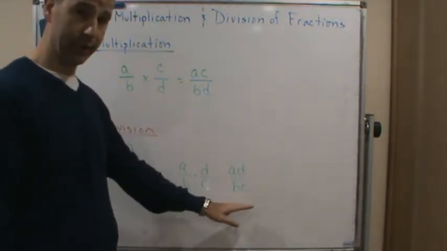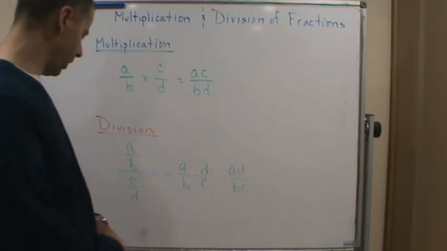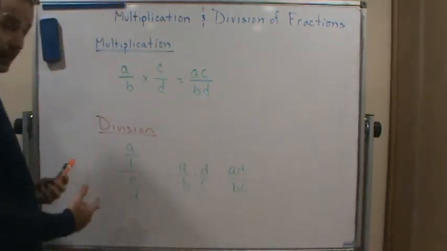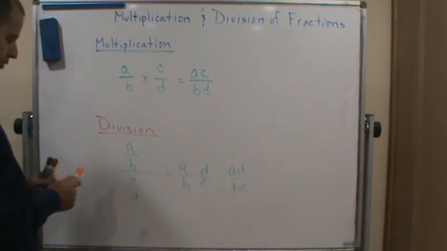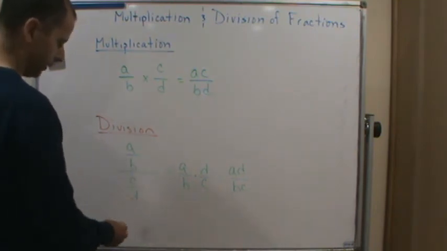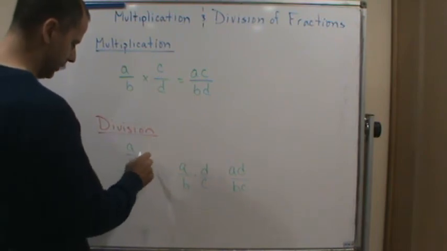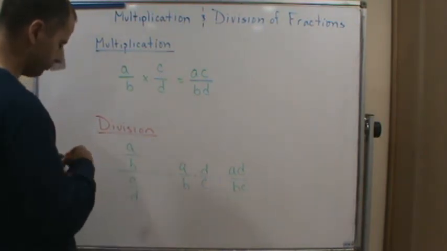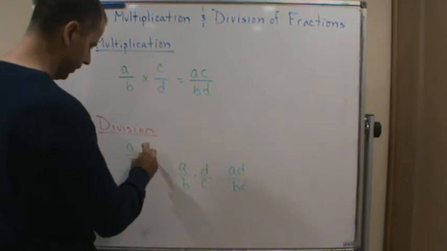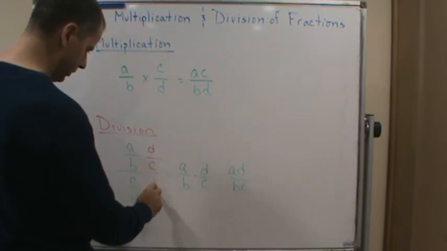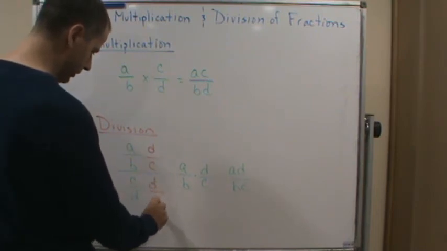Now to show that this is actually the case, one way to demonstrate that this does work and that this is true is to multiply the top and the bottom by the reciprocal of the bottom. So let's just multiply the top and the bottom by D over C. So let's do that.